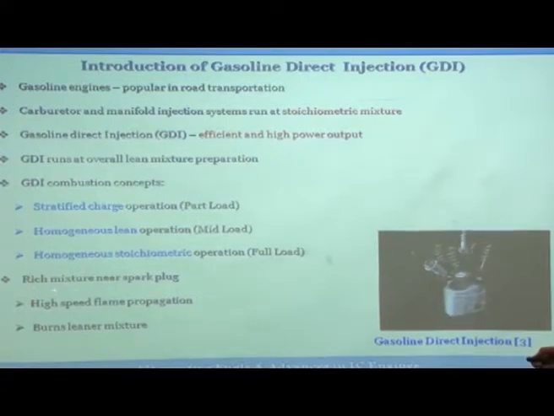Okay. So, basically in this you prepare rich mixture near the spark plug, which leads to high speed of flame propagation, and it is able to even burn relatively leaner mixtures compared to PFI and carbureted engines. Okay.